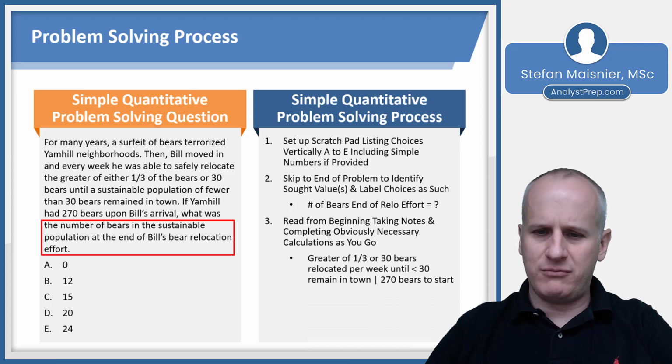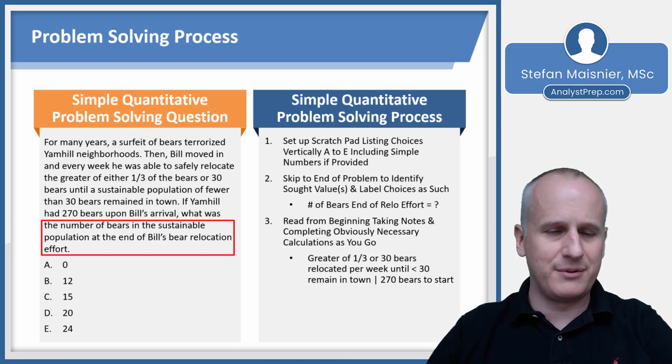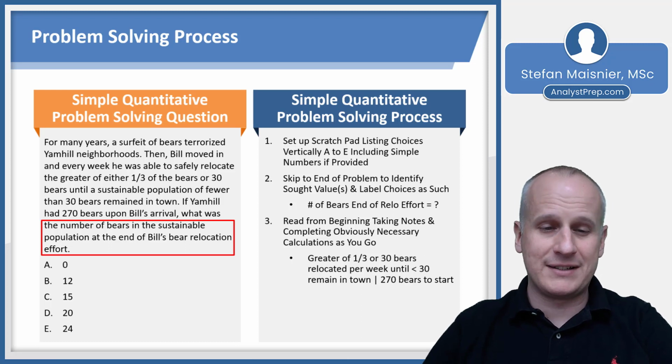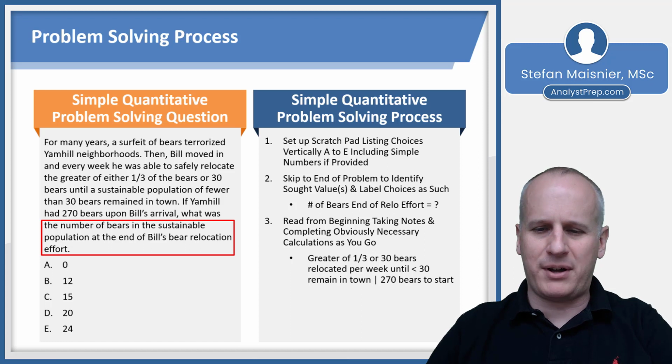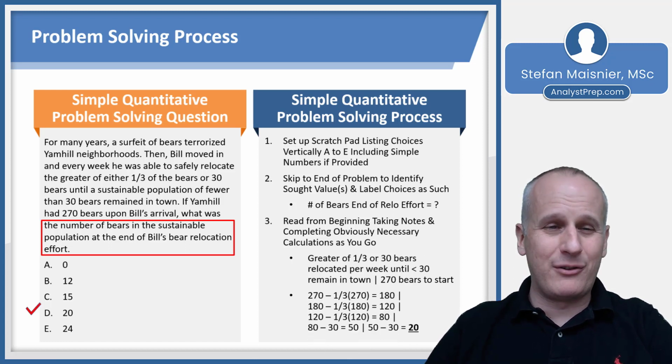Okay, so we've got the greater of 130 or 1/3 of the bears relocated until a sustainable population of fewer than 30 bears remained in town. So we'd have until fewer than 30 remain in town, a little greater than symbol there, or less than, I suppose. And then we find that Yamhill had 270 bears upon Bill's arrival, so 270 bears to start. Then it's just a matter of working through the steps deliberately.